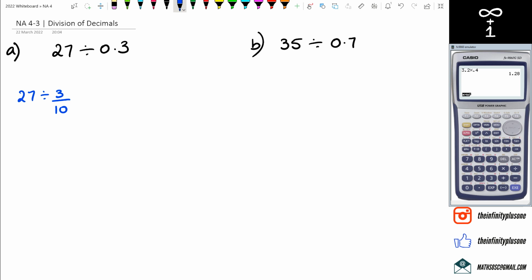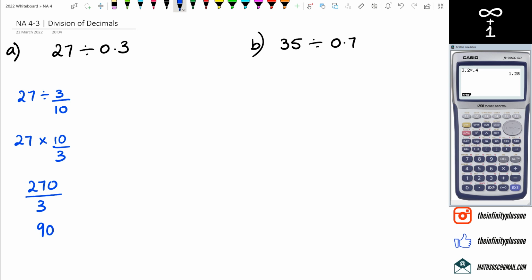And here's the thing, all right? I don't think you guys know what reciprocals are, but basically, when you're dividing by a fraction, you can actually multiply by the reciprocal. The reciprocal is just flipping the number upside down. So if it was 3 over 10, the reciprocal is 10 over 3. So in this case, what we have is 27 times 10, which is 270, divided by 3. Now we can kind of see 27 divided by 3 is 9, which means 270 divided by 3 is going to be 90.